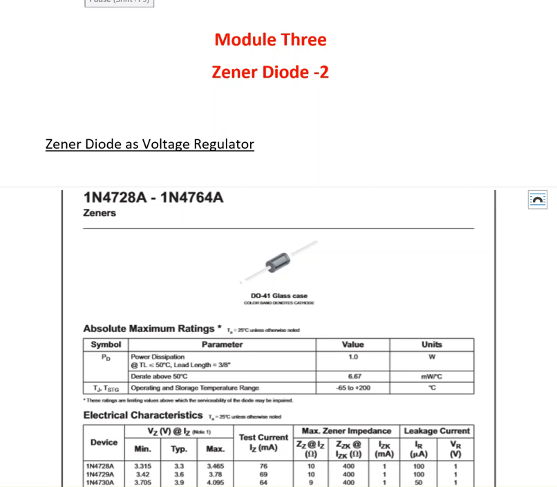Hello everyone and welcome to our second video of Module 3 on how we can use Zener diodes as voltage regulators.